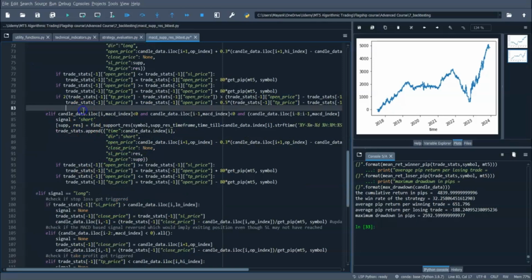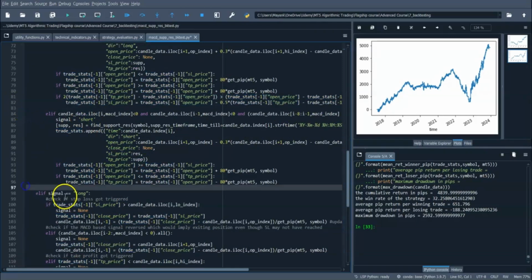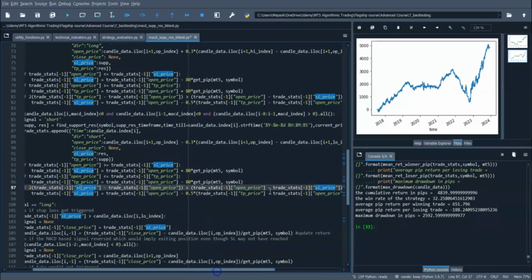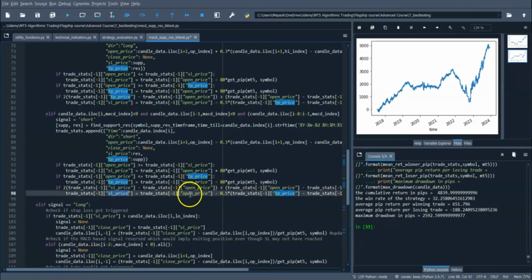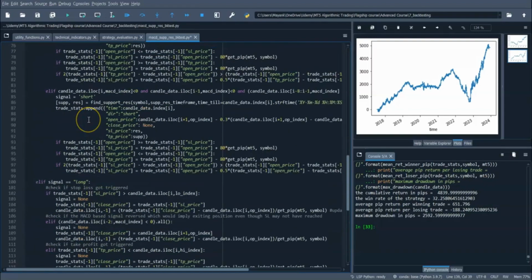So for short, we'll have to do the same thing. So let me copy this code block and paste it here. So here it would be if 2 times stop loss price minus open price is greater than open price minus take profit price. In that case, the stop loss price would be the open price minus, this would get flipped when we are short, so open price minus take profit price. Alright, so this is the only change that you will have to make to this particular code.